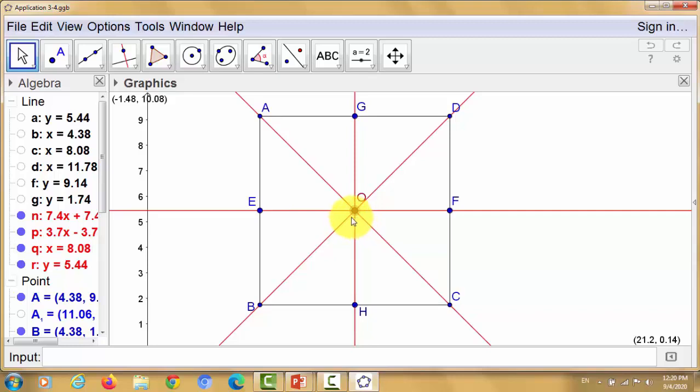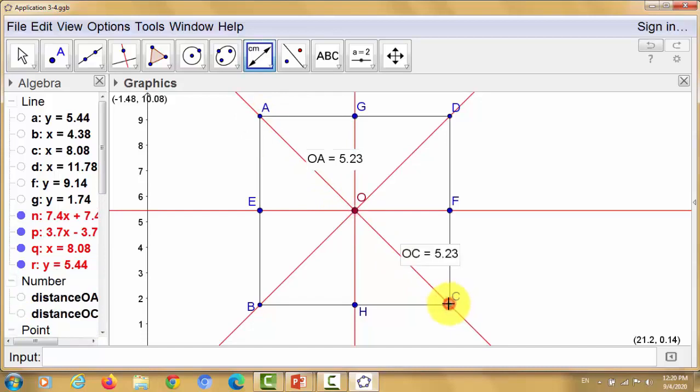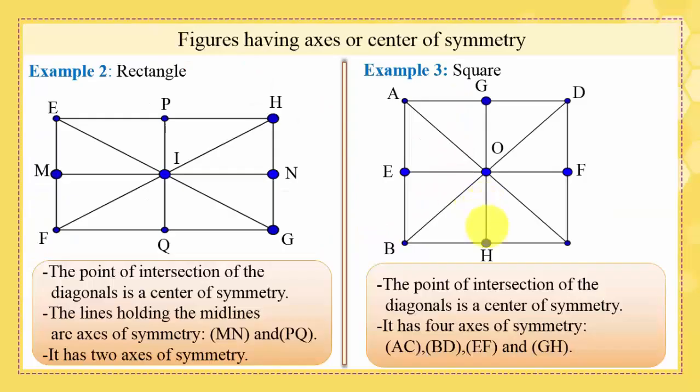And one center of symmetry, which is O, the point of intersection of the diagonals. Also, I will show you, I will take any point, for example A, and I will take O, and C. Look here, AO and OC are the same measure, then we can say that C is the symmetric of A with respect to O, so O is the center of symmetry. And we can say that the point of intersection of the diagonals is a center of symmetry. It has four axes of symmetry: AC, BD, EF, and GH.